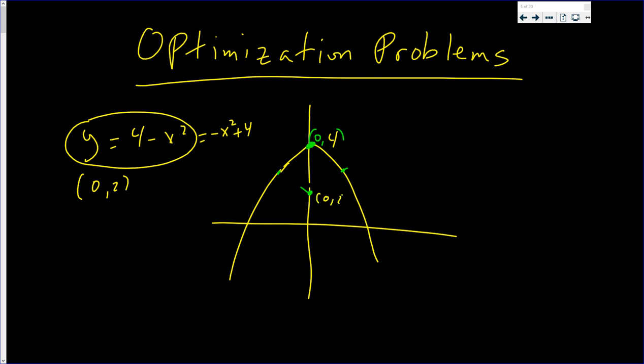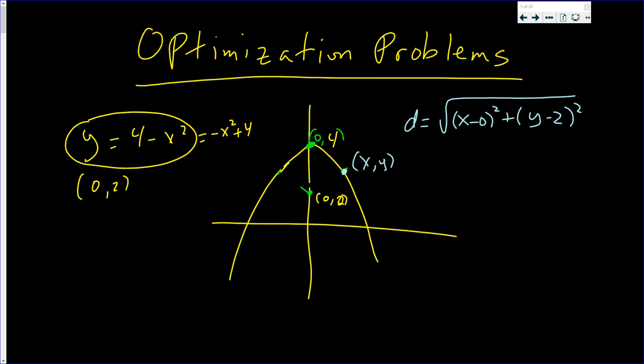So that's (0, 2). What you do is you pick any arbitrary point on the curve. Call it (x, y). And let's find the distance. Well, the distance between those 2 points is the square root of: you subtract the x values and square it, plus you subtract the y values and square it.